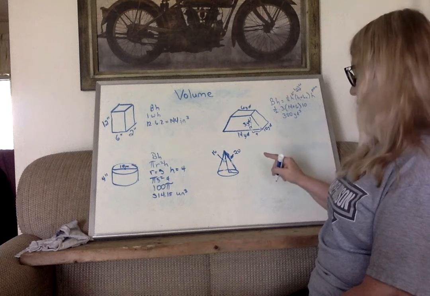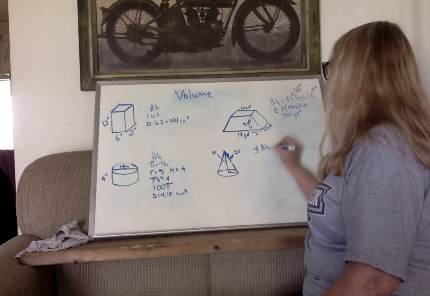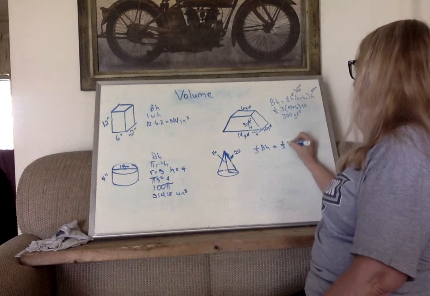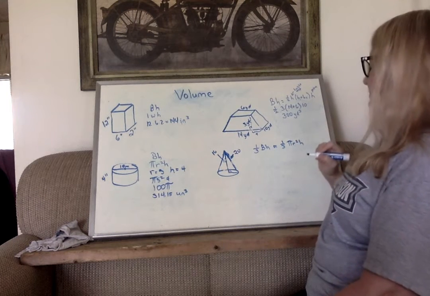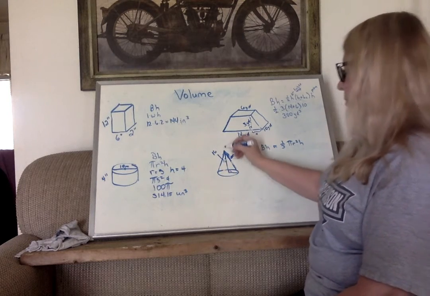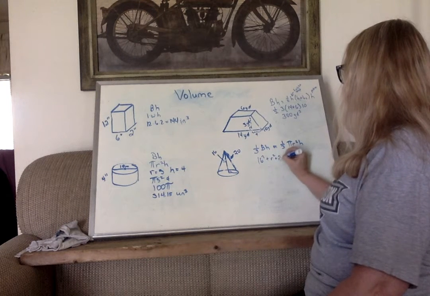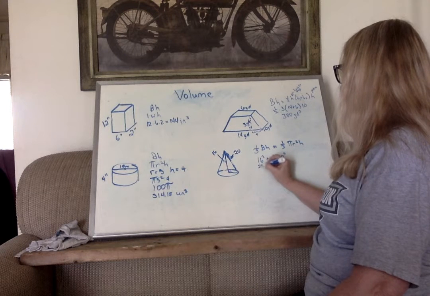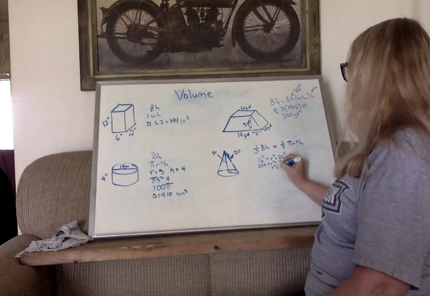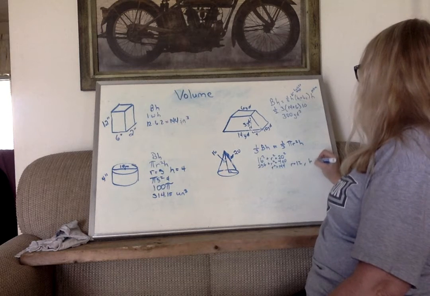That just leaves this cone. The cone is 1/3 area base times height. Its base is a circle, pi r squared times height. Okay, so we know the height, 16, but we don't know the radius. But that's a right triangle. 16 squared plus r squared equals c squared. 256 plus r squared equals 400. R squared equals 144. That means the radius is 12 and the height is 16.